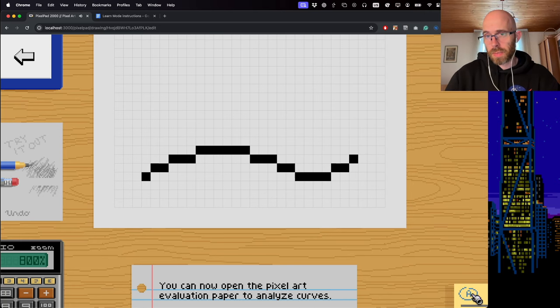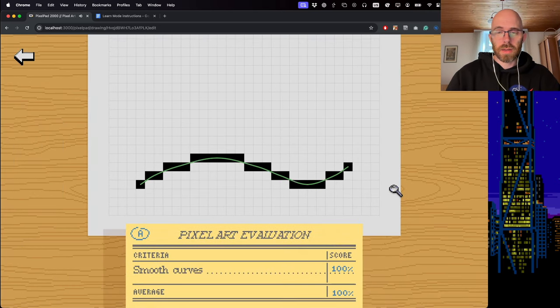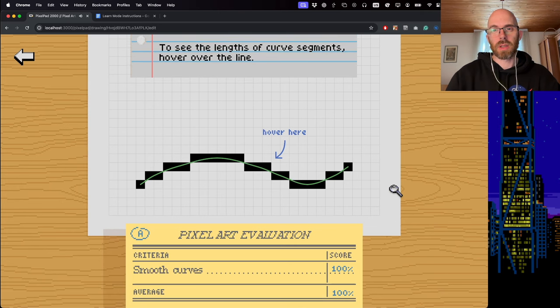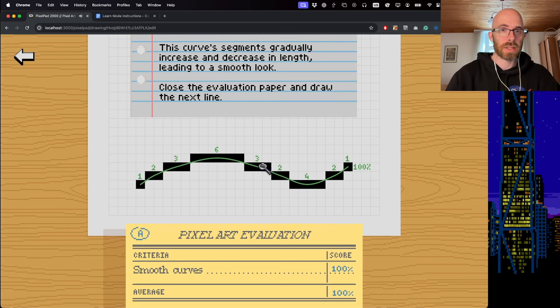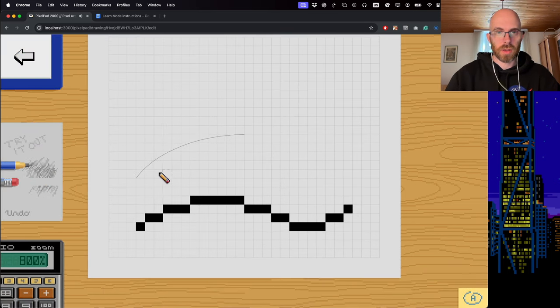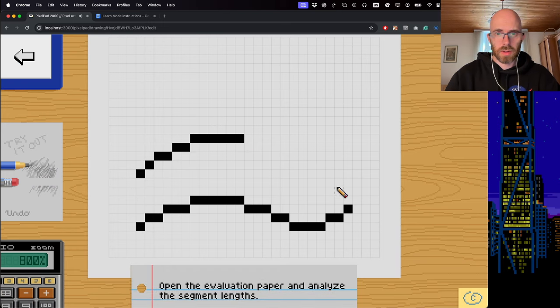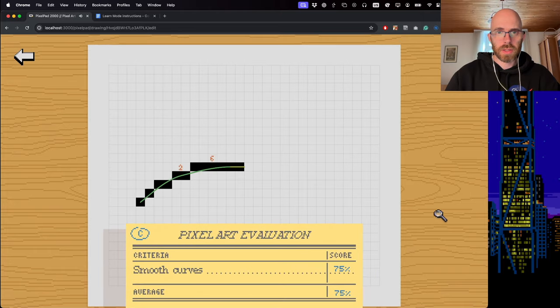We can now open the pixel art elevation paper. And here you can see it gives us the little curve indicator, just like in the diagonal ones. We can hover over them to see the length segments. 100% smooth, great. And we can go to the next one. Here we do the same thing, closely follow everything. And when we open up, we can see that this one shows a little problem over there.